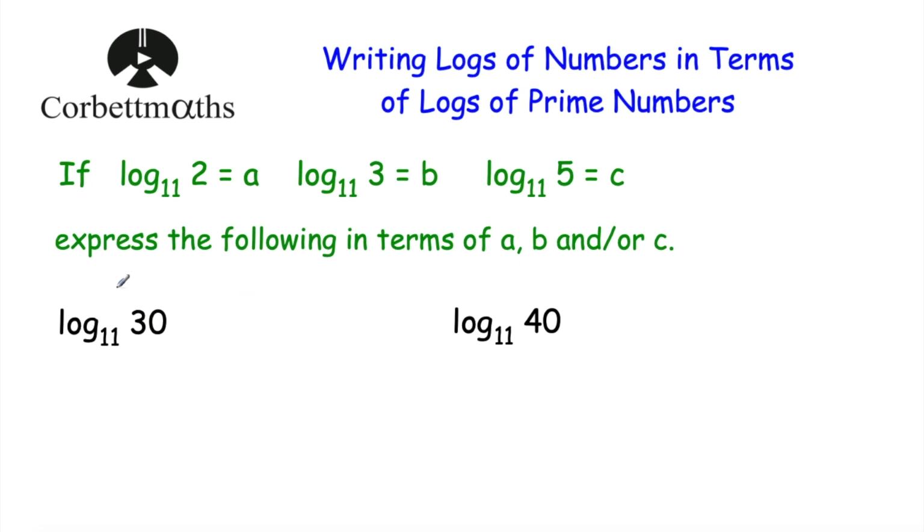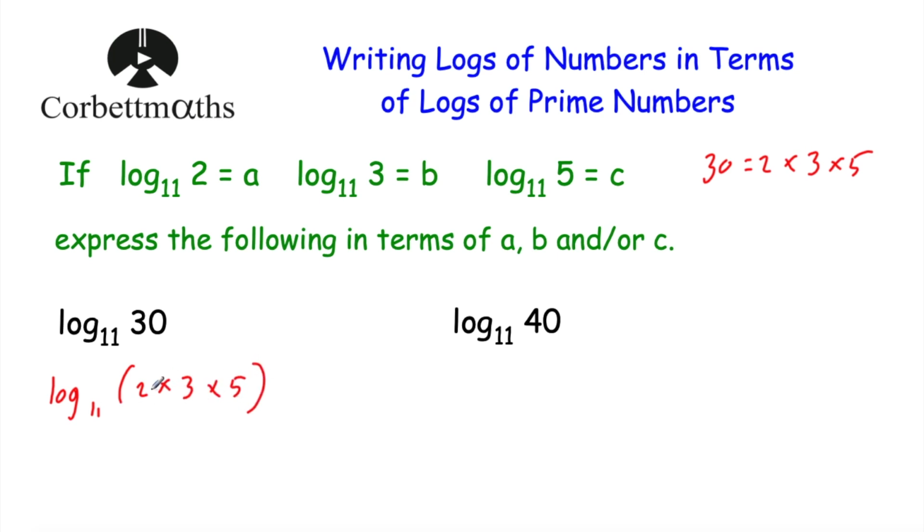Okay, so let's have a look at our first one. We've got the log to base 11 of 30. Well, if we think of 30, or you can consider your product of primes, 30 is equal to 2 multiplied by 3 multiplied by 5, because 2 times 3 is 6, times 5 is 30. So what we're going to do here is write the log to base 11, and instead of 30, I'm going to write 2 times 3 times 5, close brackets.